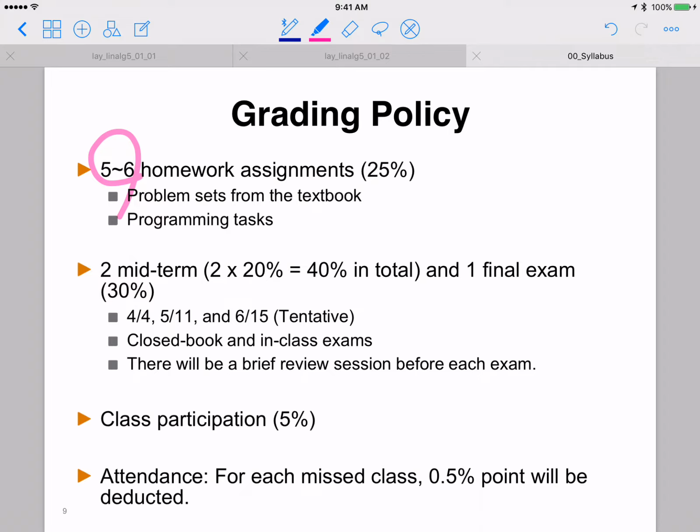And this is not for giving you more burdens, but it's mainly about enhancing your feelings and getting an understanding about how these mathematical techniques are actually utilized in real world problems. And I believe those programming assignments will use the programming language called MATLAB. Okay.